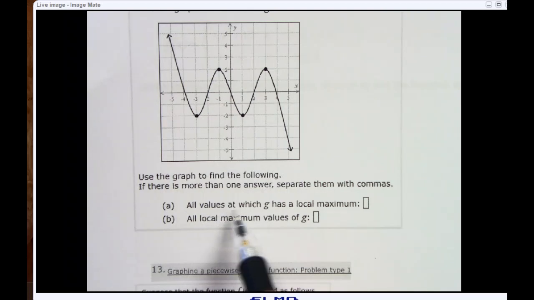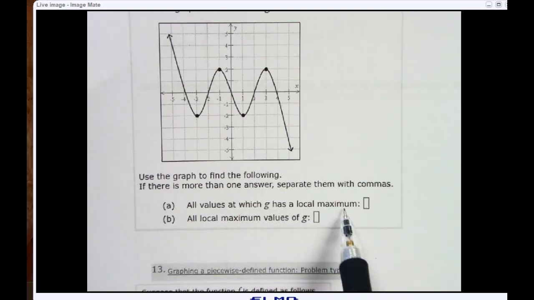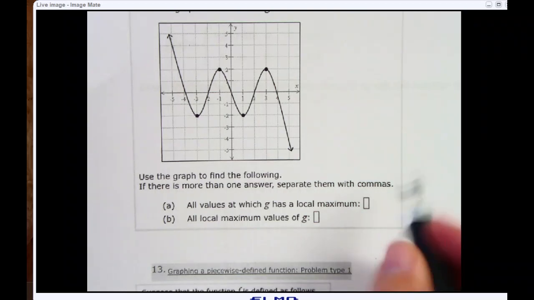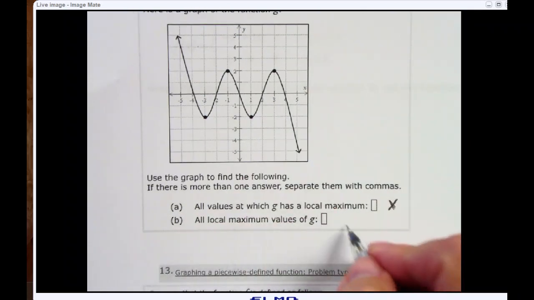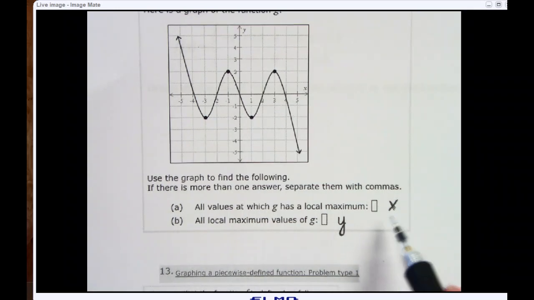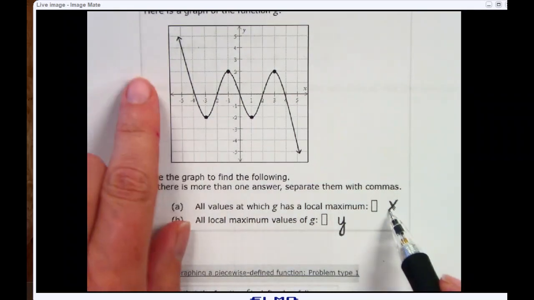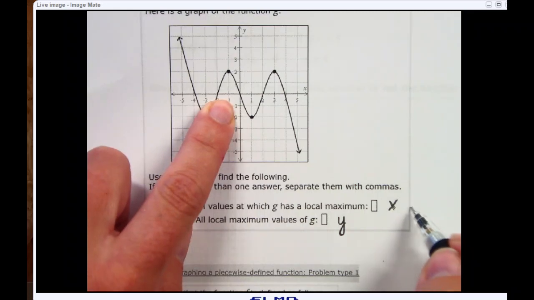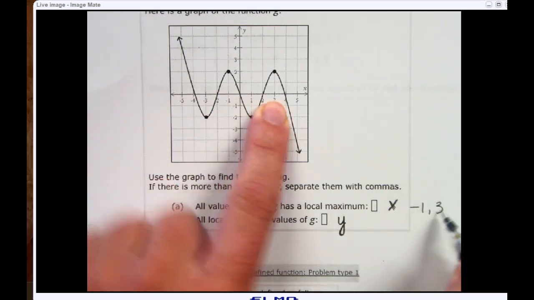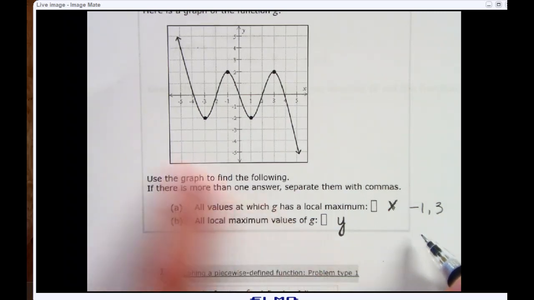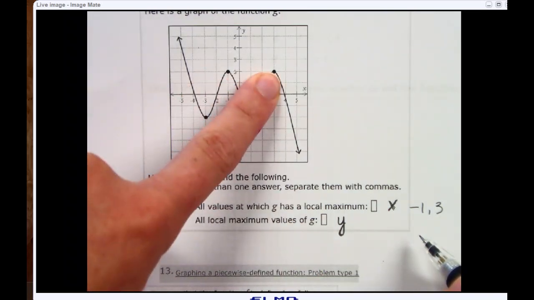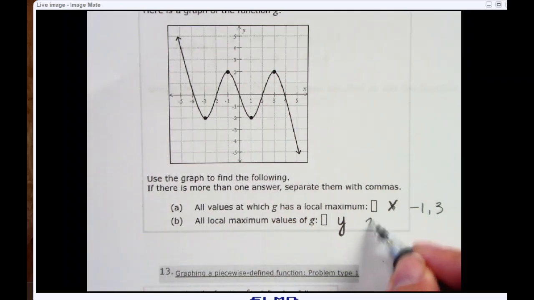So all values at which g has a local maximum. Is that an x or a y? X. That's definitely an x. All local maximum values are y. So where do we have a local maximum? So it would be negative 1 and 3. Okay. All local maximums of g, 2 and 2. So I'm just going to type 2.